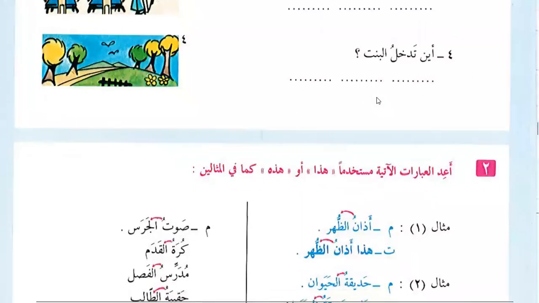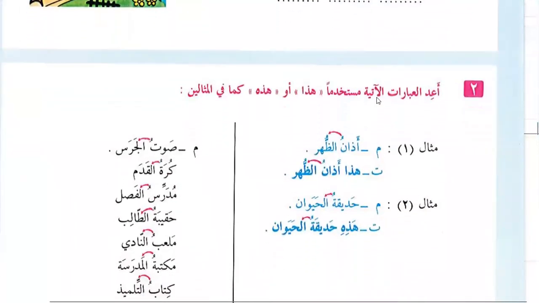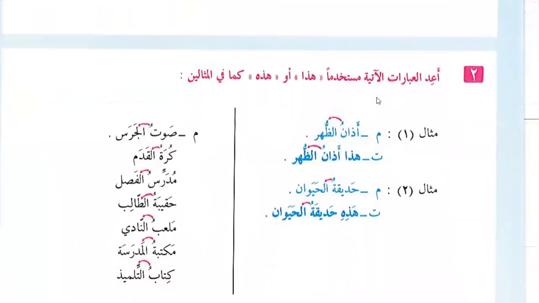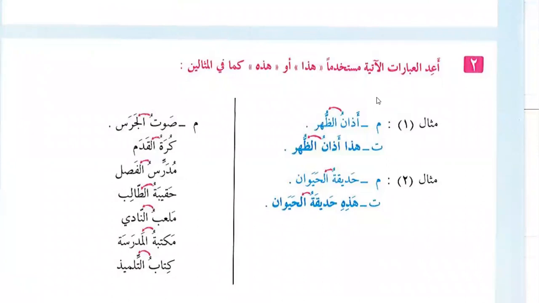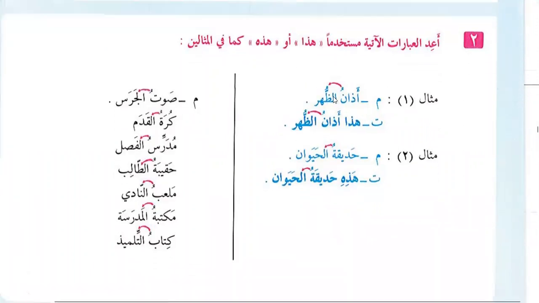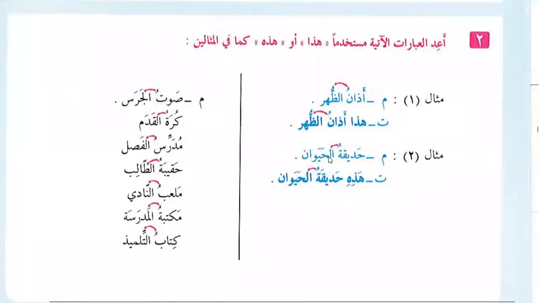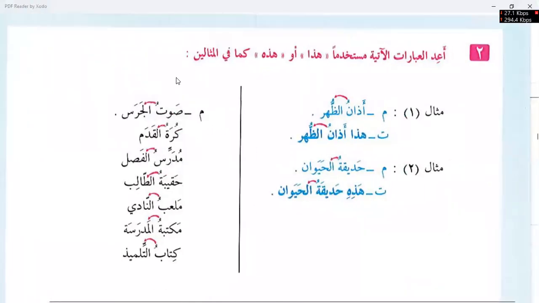Tadkhulu al-bint al-hadika. Okay. Repeat the following phrases making use of the word haza or hazihi. So for masculine you will use haza, for feminine you will use hazihi. So there's another thing, mudhaf and mudhaf ilayhi. We better study it in grammar, but at the moment we'll use simple translation.